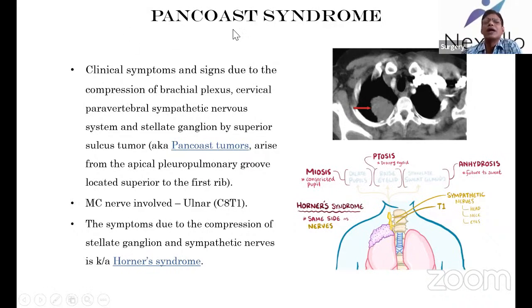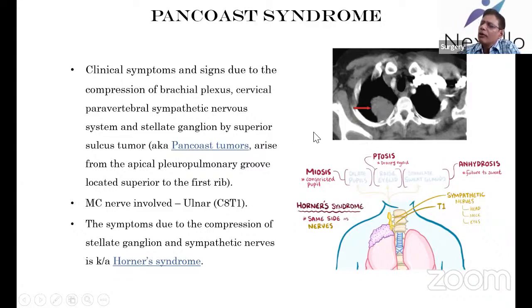This is what is known as the Pancoast syndrome. As you can see, a tumor over here, which is in the postero-apical area of the lung. And this tumor is most commonly an adenocarcinoma. This tumor, as it is present in the superior sulcus, is known as the superior sulcus tumor. And as it causes the Pancoast syndrome, it is known as the Pancoast tumor. So this is Pancoast tumor or the superior sulcus tumor, giving rise to the Pancoast syndrome here.